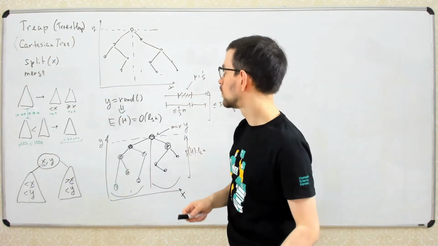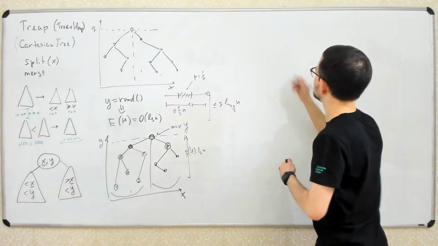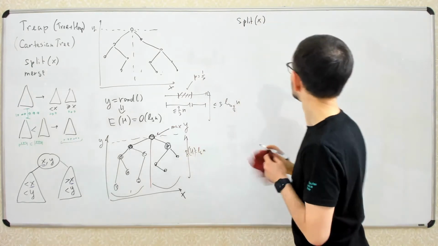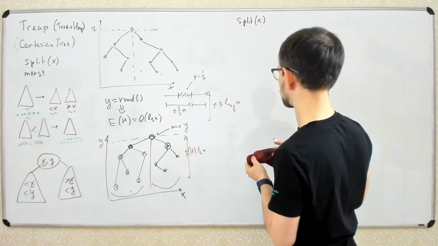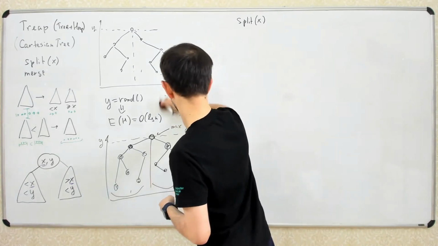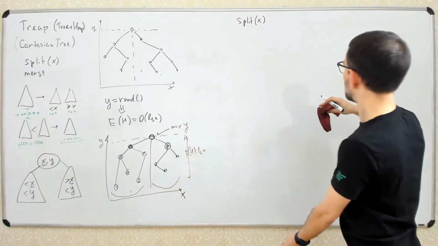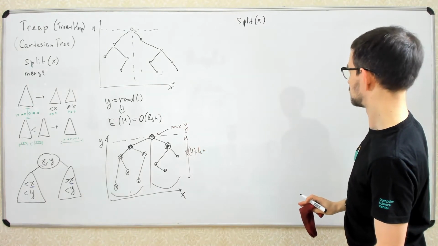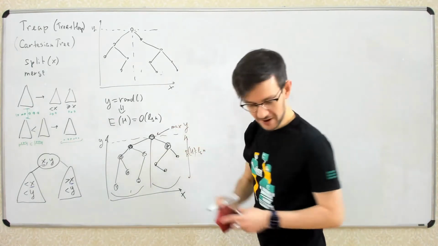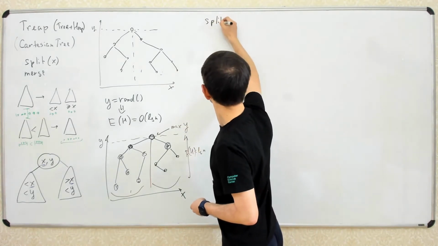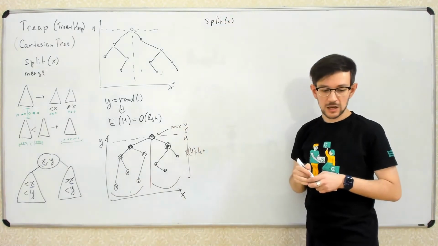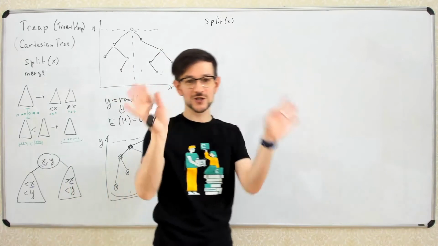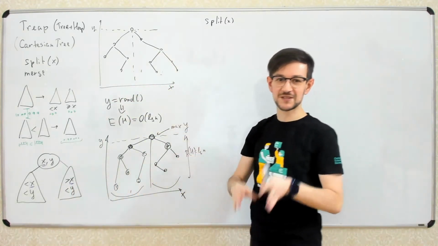So first, how to split the tree. Let's see. I need some more space here. I plan to put all the code and picture in this part of the board. First, the most important thing is a picture. This data structure is very visual. You can draw a picture like this and see what's going on.